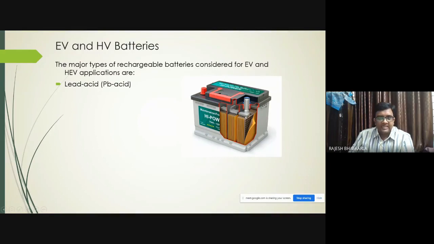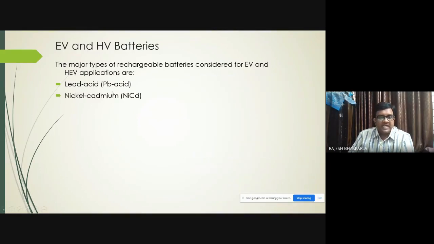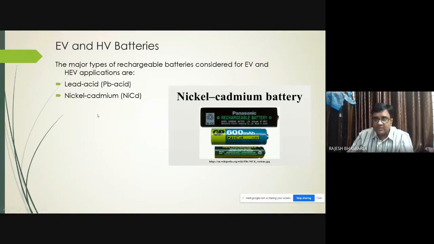The second type is the nickel cadmium battery. You have cylindrical shaped batteries, plate type batteries, and sealed packed batteries. These batteries were used in cameras and mobile phones. In mobile phones you will not have this shape; you will have a sealed battery. But now they are not using nickel cadmium batteries. The first generation mobile phones started using nickel cadmium, but not anymore.